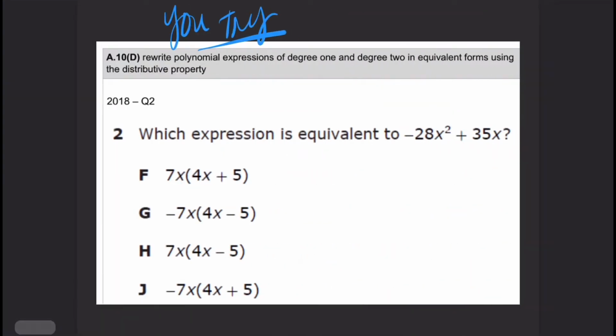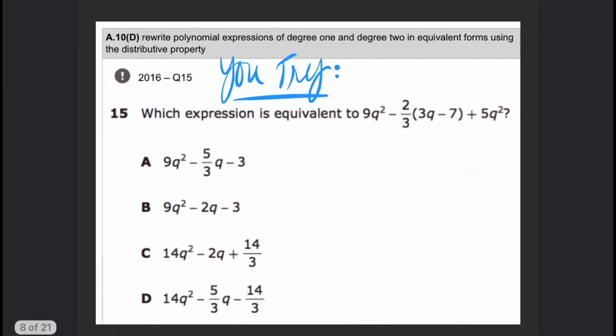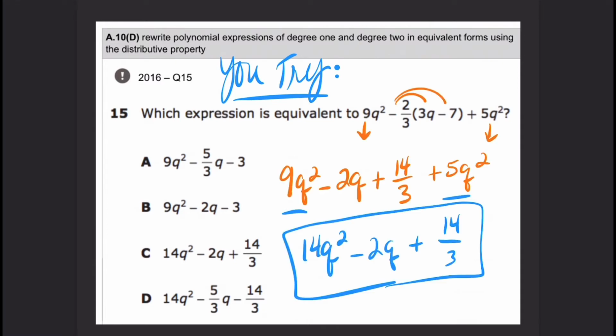Go ahead and try the following problem, pause your video, and the answer will be on momentarily. Go ahead and try the following again. Which expression is equivalent to the following? Pick your correct answer.